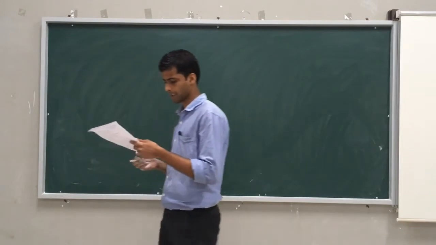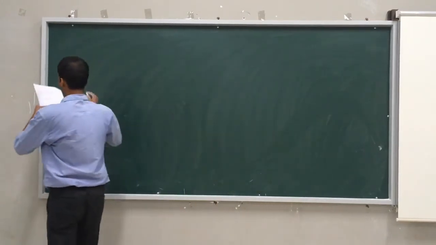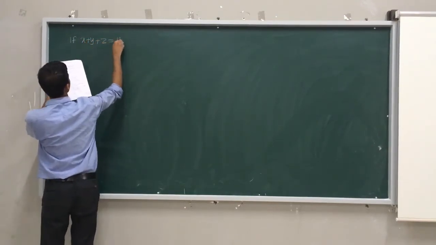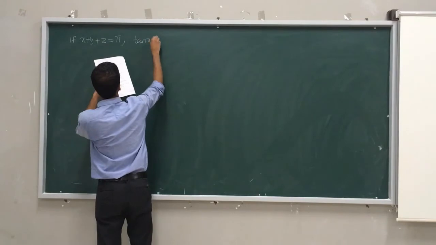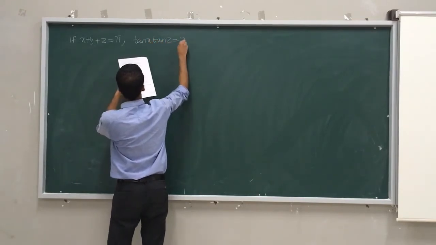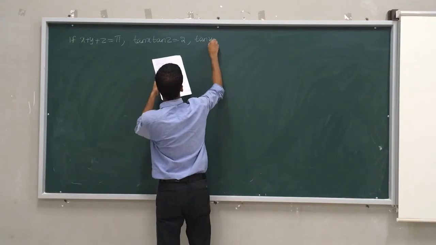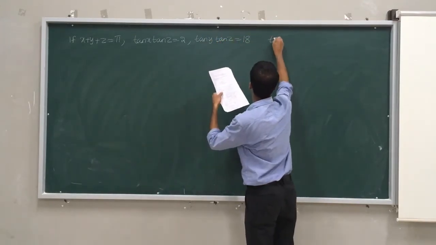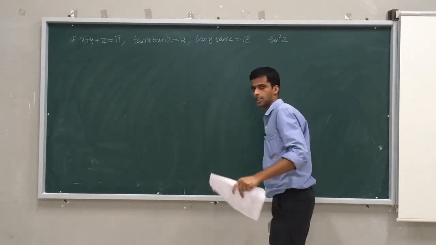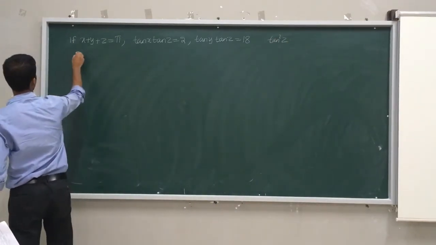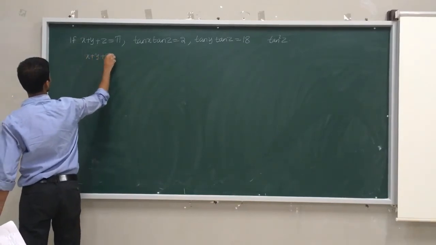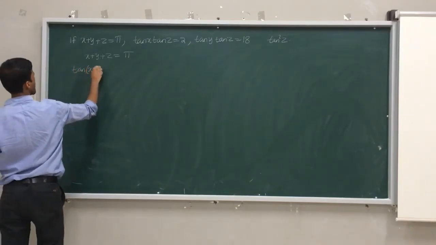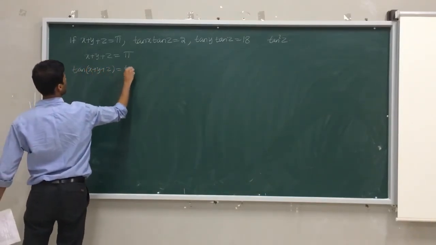Another question they expected: if x plus y plus z is equal to pi, tan x tan z is equal to 2, tan y tan z is equal to 18, then what is tan square z? Just now we derived some result. What is given here? Given is x plus y plus z is pi. I will apply tan on both sides, so you get tan of x plus y plus z is equal to tan pi.